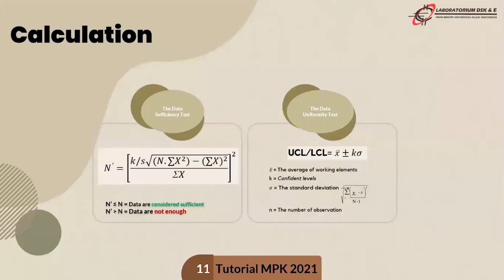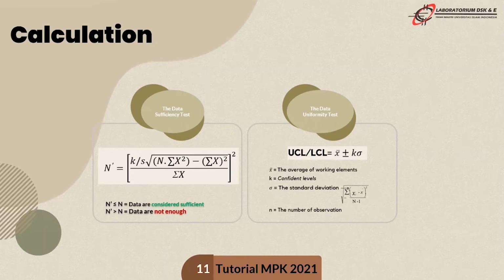Now move to the calculation. Before doing the calculation for the cycle time, normal time, and standard time, we must do the data sufficiency test and the data uniformity test. And for the number of observations, the minimum n is 10.